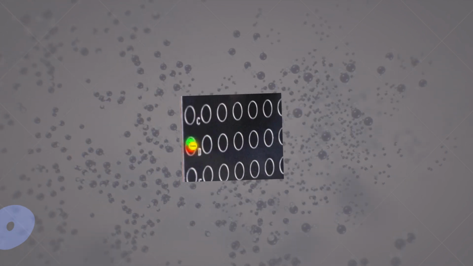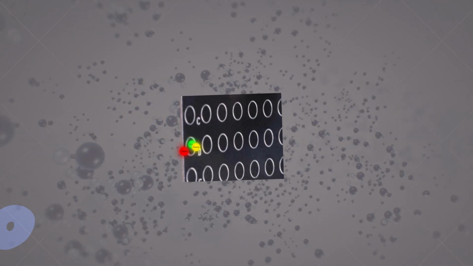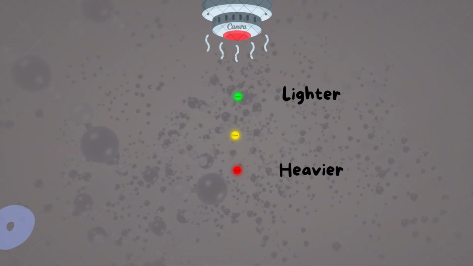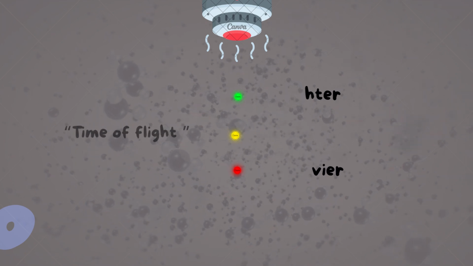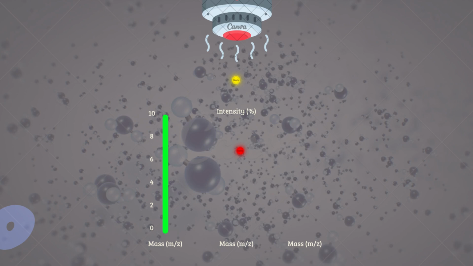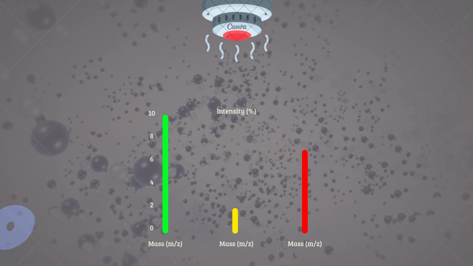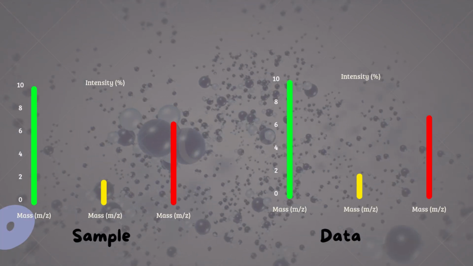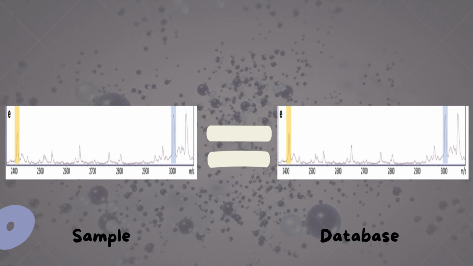The matrix acts primarily as a proton donor, transferring protons to analyte molecules, resulting in positively charged ions. These ions are then accelerated through a vacuum tube by an electric field, which gives them the same kinetic energy. Lighter ions travel faster down the tube, while heavier ions travel slower. That's the time of flight part. The detector measures the arrival time of each ion. The instrument generates a spectrum, which is essentially a graph showing the intensity of detected ions versus their mass-to-charge ratio. This spectrum represents the unique protein profile of the bacterium. This protein fingerprint is compared against a database for identification.